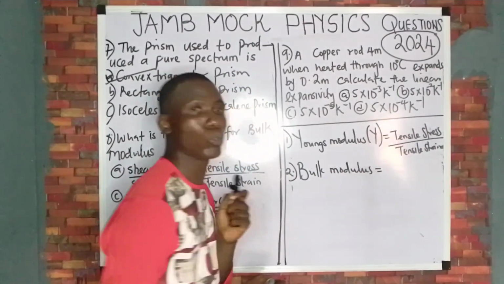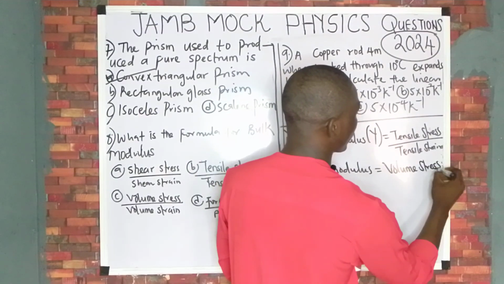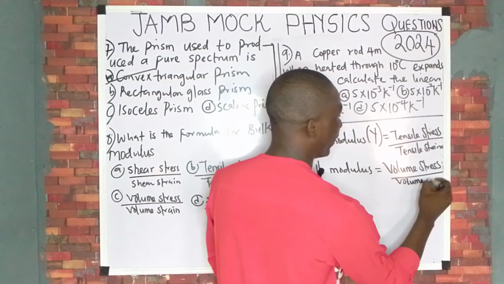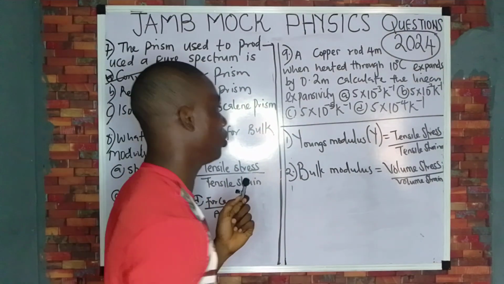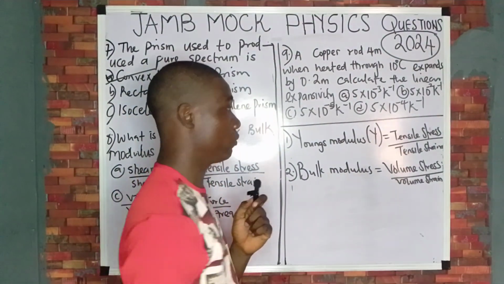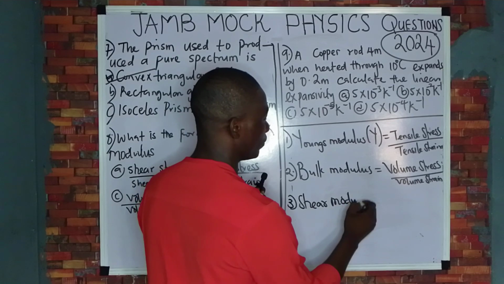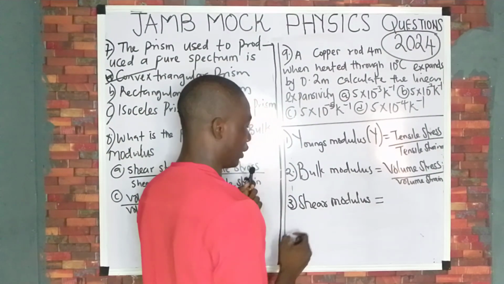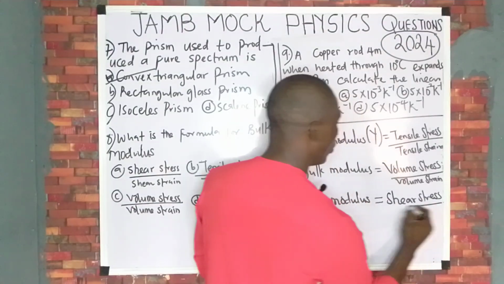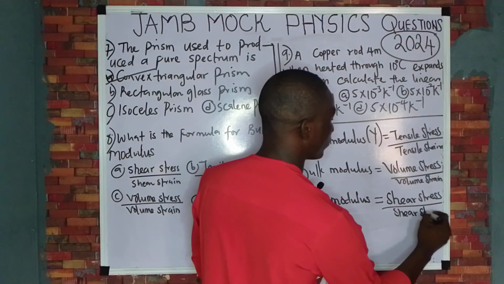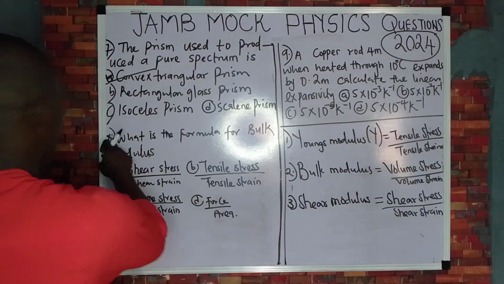The formula for your bulk modulus is equal to your volume stress over your volume strain. Please take note of that. So while your Young's modulus is based on tensile stress, your bulk modulus is based on volume, okay? Number 3, we have the shear modulus. Your shear modulus is equal to shear stress all over shear strain.